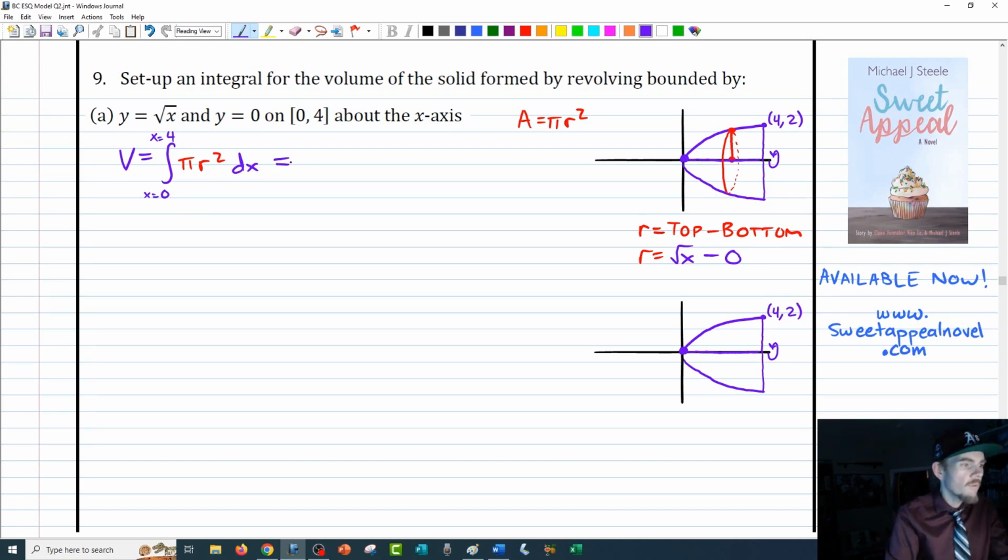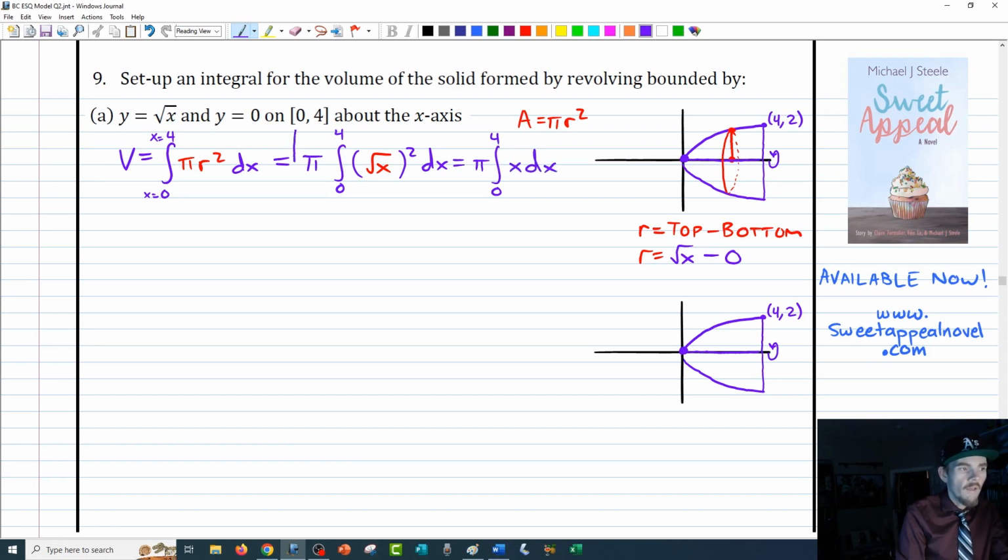So now from here, what you'll typically see is the pi gets pulled out in front. That's a favorite of mine. We'll then multiply pi times the integral from 0 to 4 of whatever our radius is squared. And in this case, our radius is going to be that square root of x. So if we clean this up a little bit, we get that this is equal to pi times the integral from 0 to 4 of x dx.